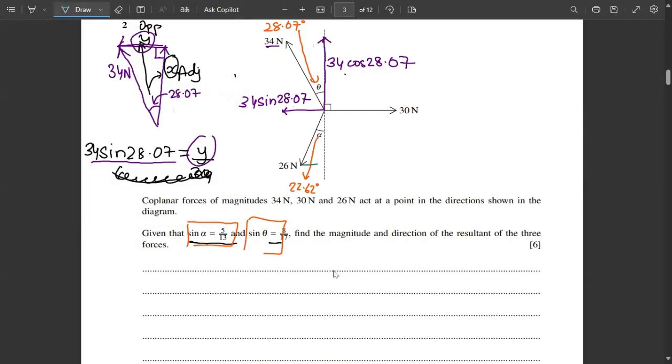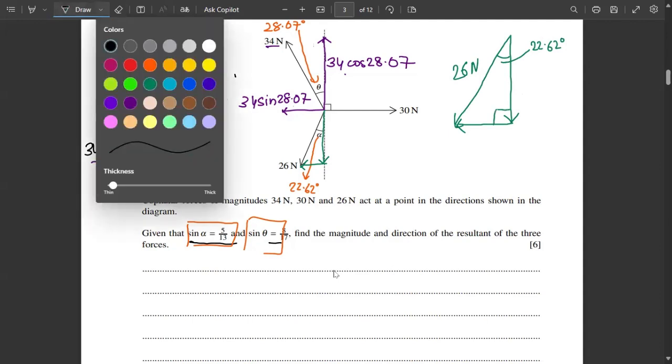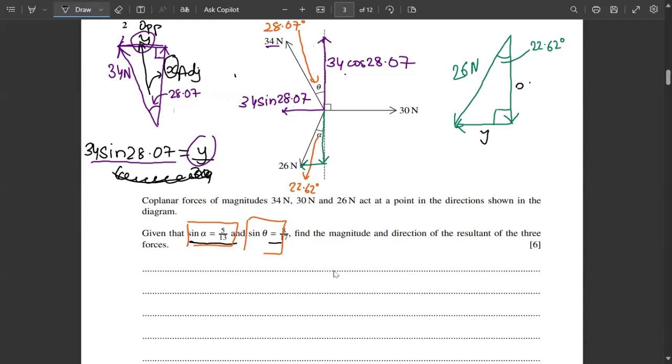So again, I'll make a diagram. One force will act to the left, one force will act downwards. If I draw the diagram again, one force is acting downwards, one force is acting to the left, this is the main force, which is 26 Newton. And this is the angle, and the angle is 22.62 degree. This is 90 degree. Let us label this as y, this as x.